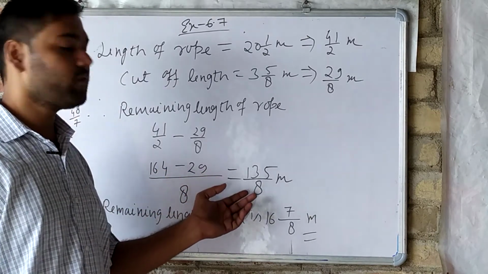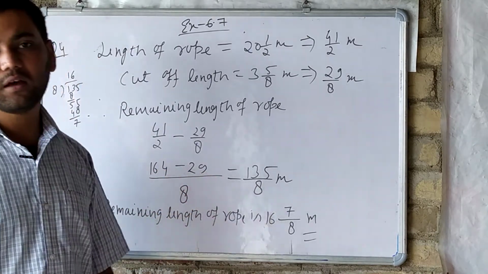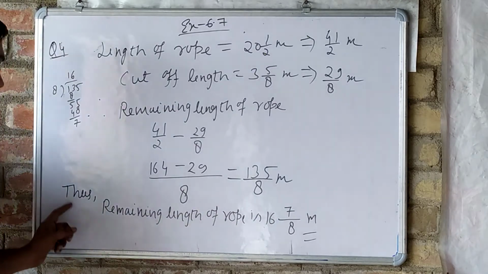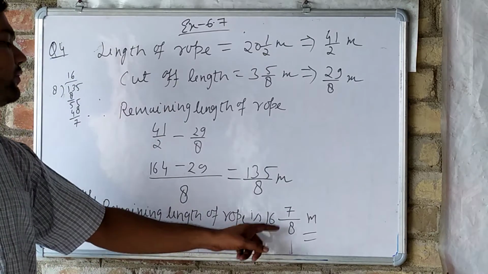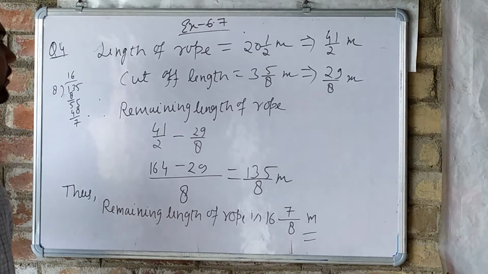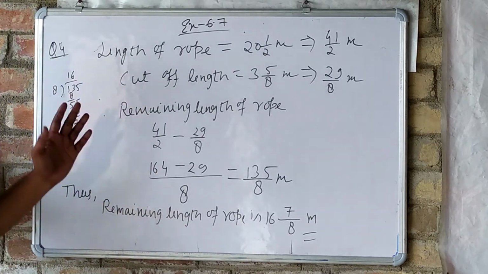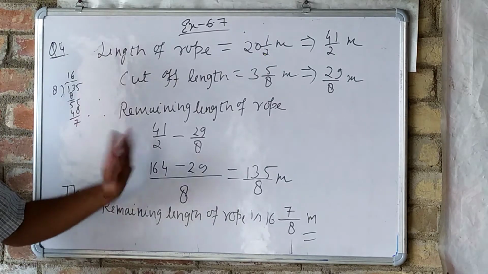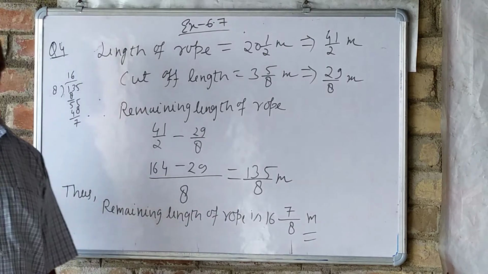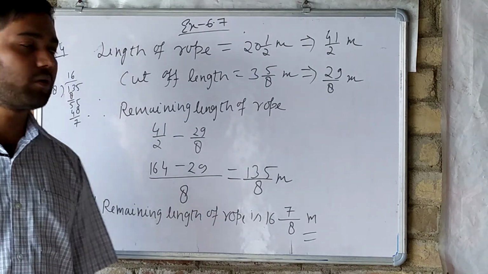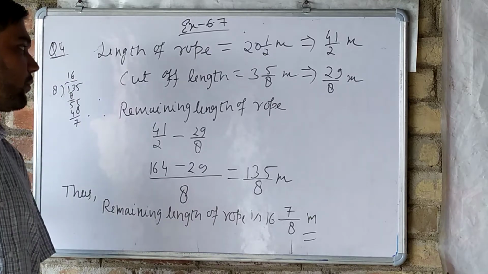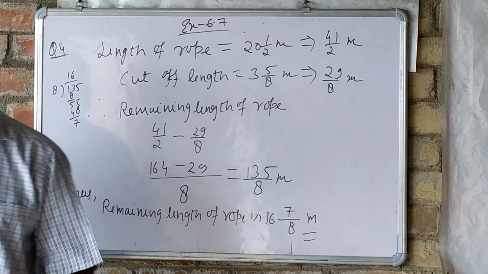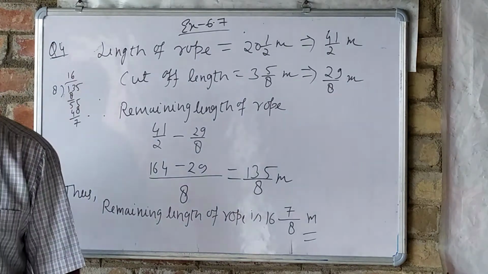After solving, what will we have? 135 by 8 meter as the answer. So how do we write? Thus remaining length of the rope is 16 whole 7 by 8 meter. So this is the way of solving with the statement in the questions of word problem. So this is question number 4. Okay, note it down.